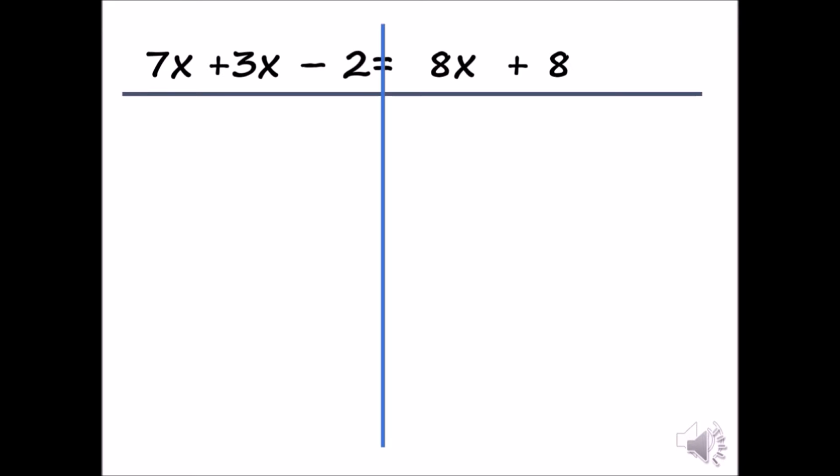7x plus 3x minus 2 is equal to 8x plus 8. We will model both sides of the equation with the appropriate tiles and then move the variables and constants until we have isolated the variable and found the value of x.